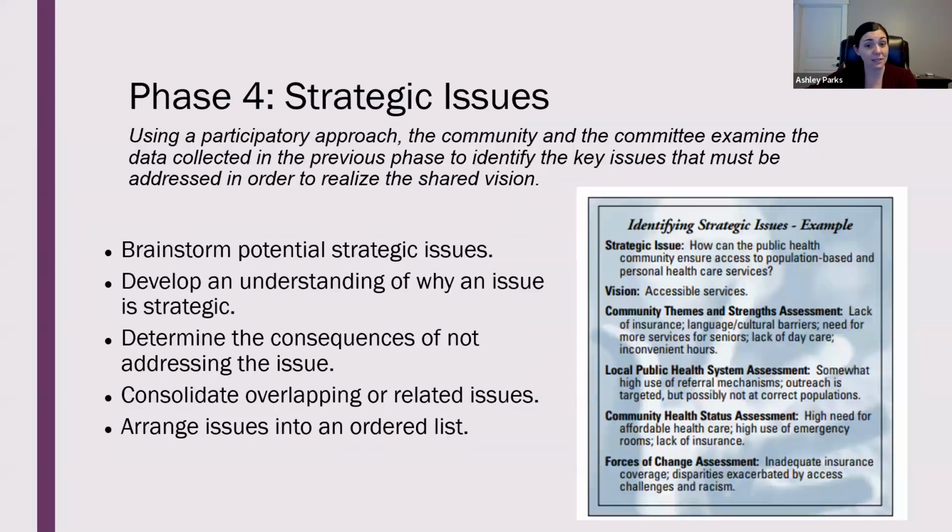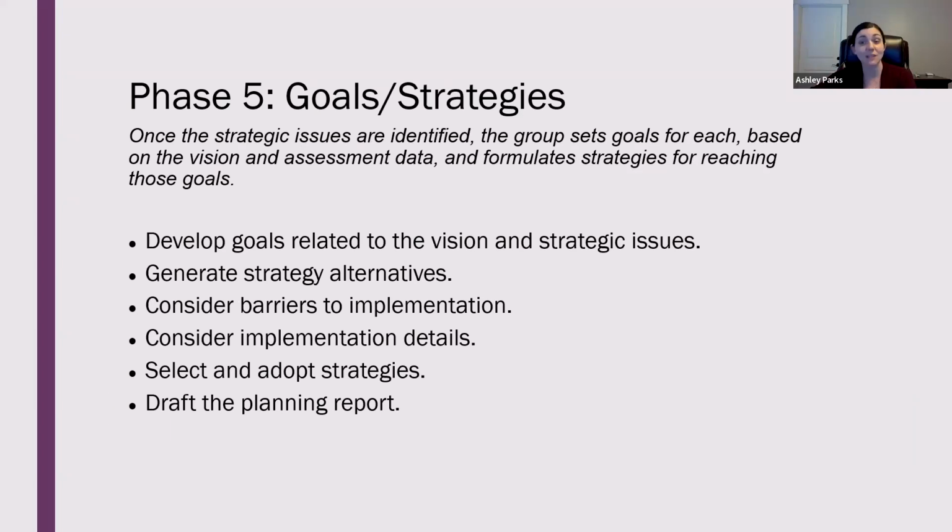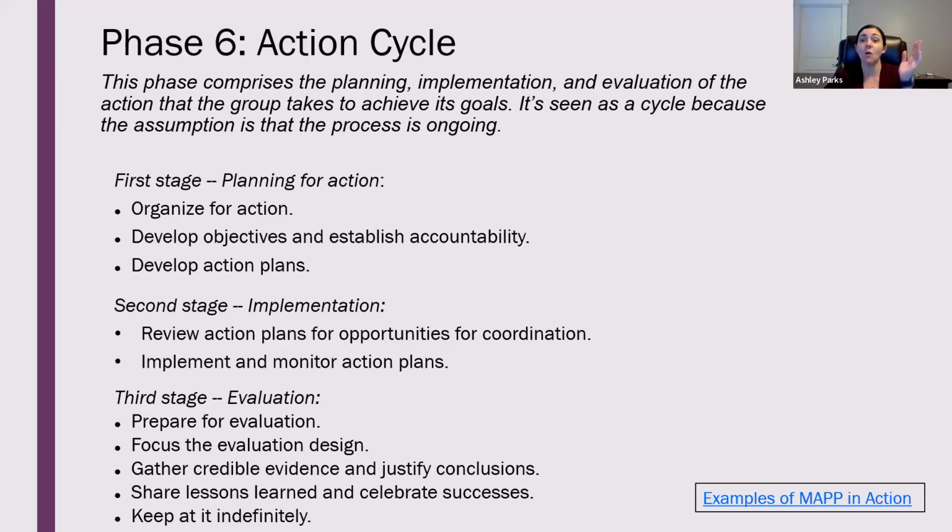Once we're done with those assessments, we focus on strategic issues. What do we as a community want to do? What do we care about? What's our vision, and what did each of these assessments tell us? What are our goals and strategies now, informed based on all those assessments? What are we going to do next? And how are we going to implement it? And then we start that whole action cycle.